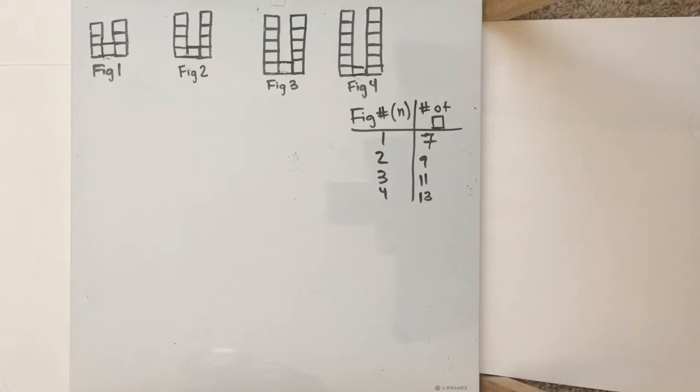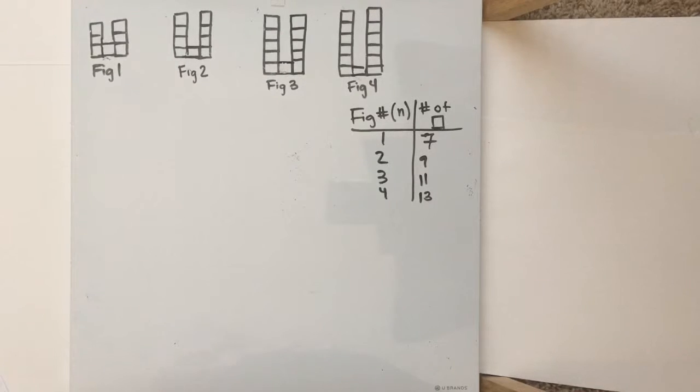So my question is number 22, which asks us to provide two different growth functions that model the figures below and describe how each function relates to the figures geometrically. So here's our four figures. We have figure 1, which has 7 squares, figure 2 has 9, figure 3 has 11, and figure 4 has 13.